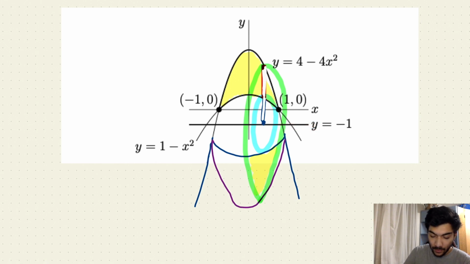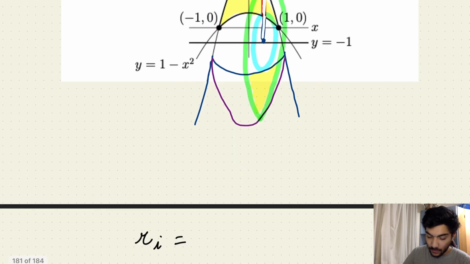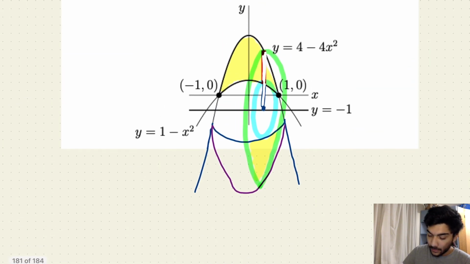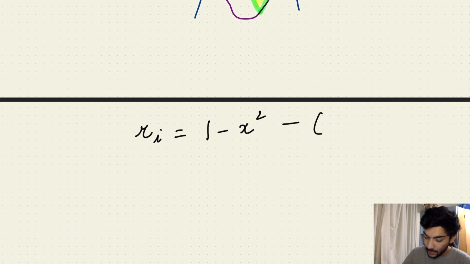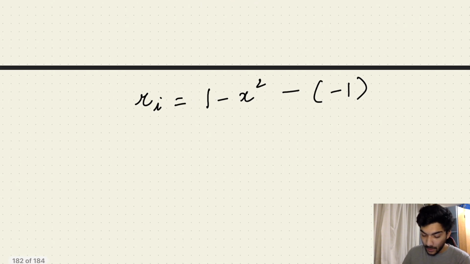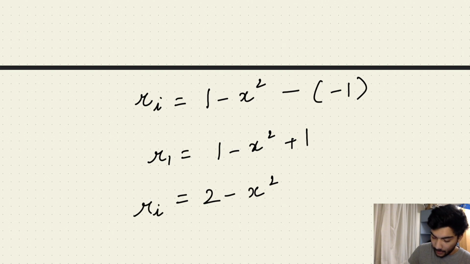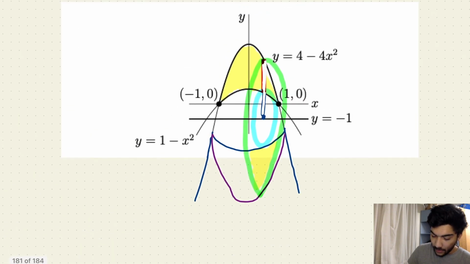So the upper y value is based on y equals 1 minus x square. So 1 minus x square minus of the lower y value, which is y equals minus 1 in this case. So minus of minus 1 in this case, right? So the inner radius in this case would be 1 minus x square plus 1, which would be 2 minus x square in this case. So you have identified your inner radius.